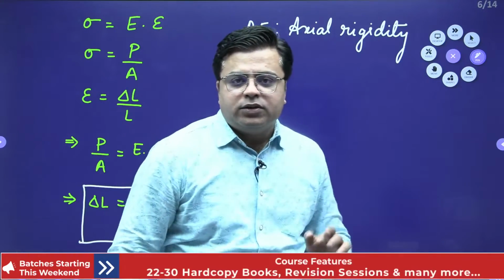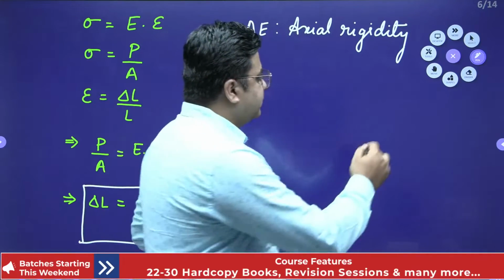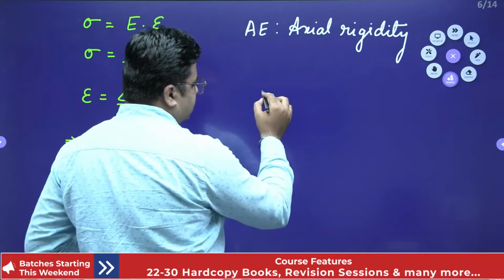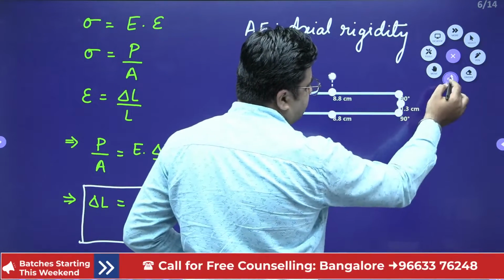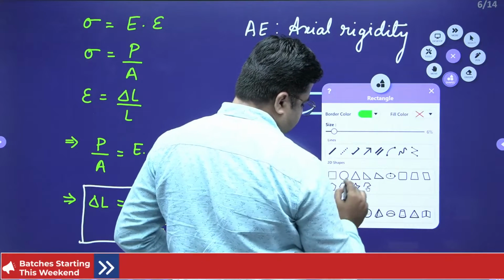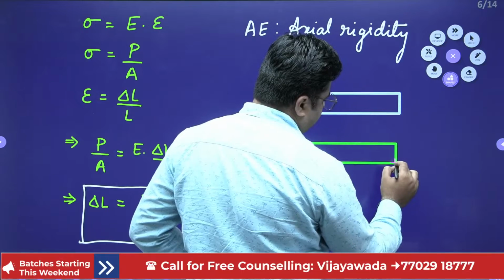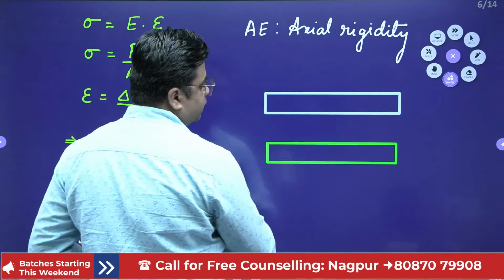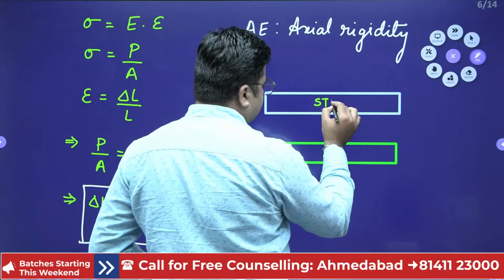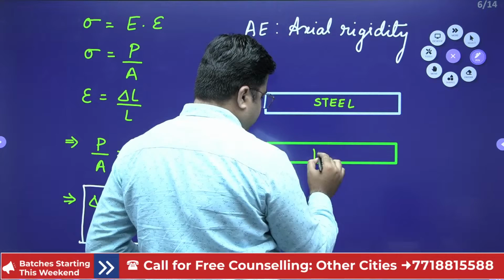Okay, just imagine you have two rods. One is made up of steel and another one is made up of plastic. So this is my steel rod and I have another rod which is made up of plastic. These are two rods, right? This is steel and this one is plastic.